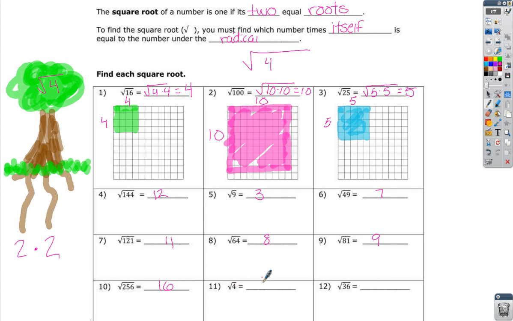So the square root of 4 is 2, and then the square root of 36 is 6. So 6 times 6 will get you to 36.